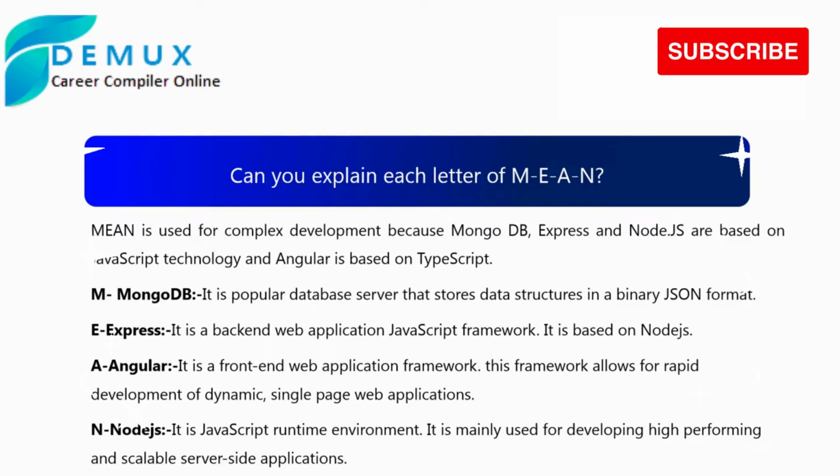MongoDB is a popular database server that stores data structures in a binary JSON format. ExpressJS is a back-end web application JavaScript framework. It is based on Node.js. Angular is a front-end web application framework. This framework allows for rapid development of dynamic, single-page web applications. Node.js is a JavaScript runtime environment. It is mainly used for developing high-performing and scalable server-side applications.